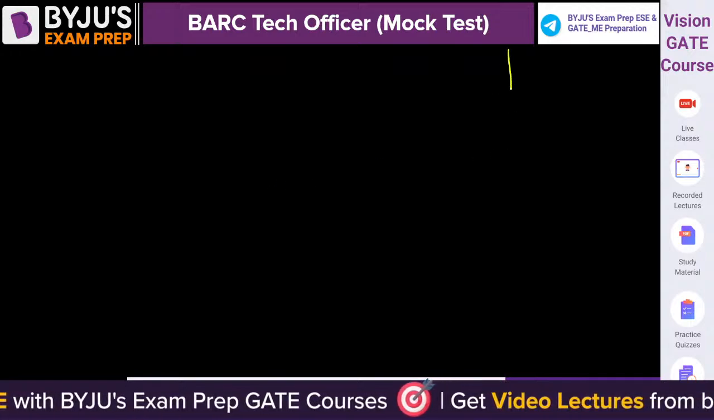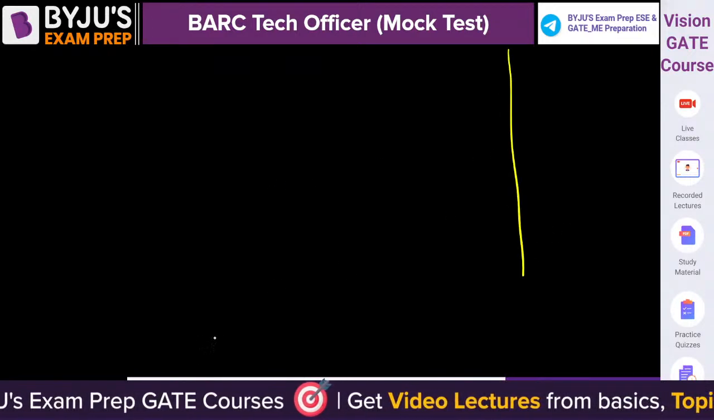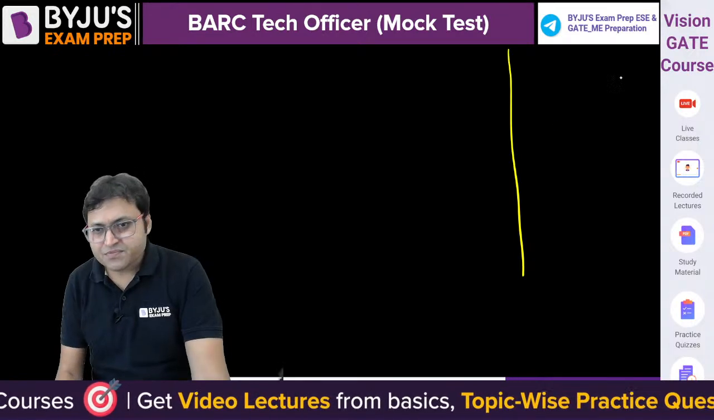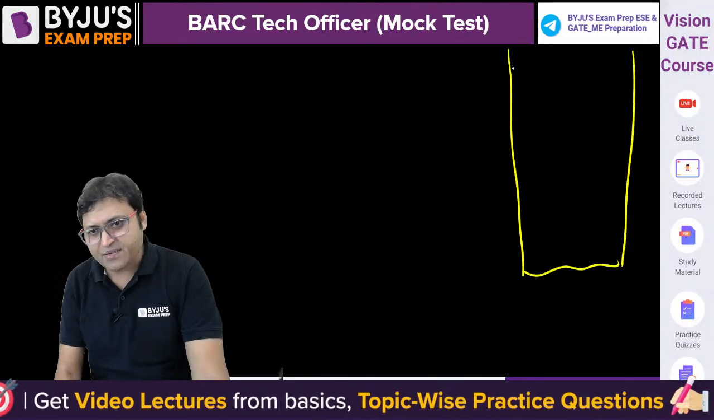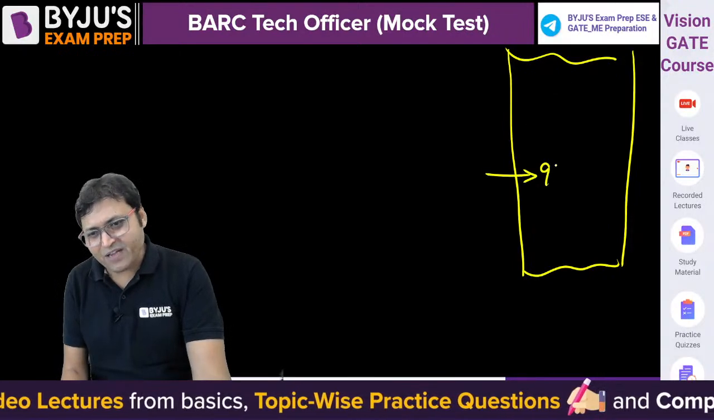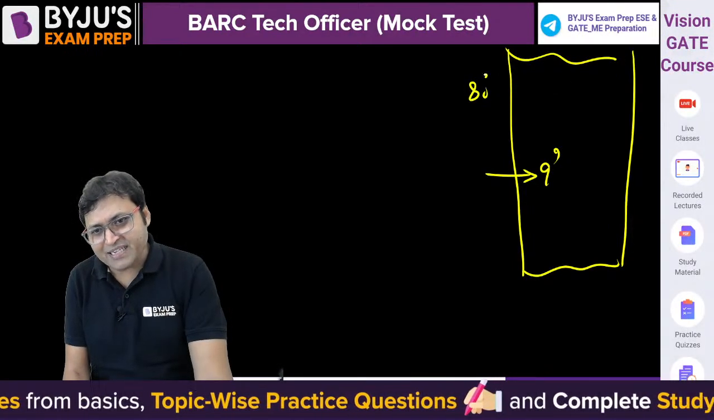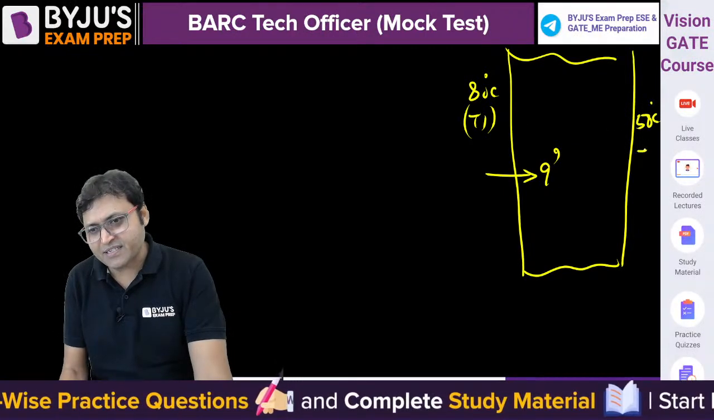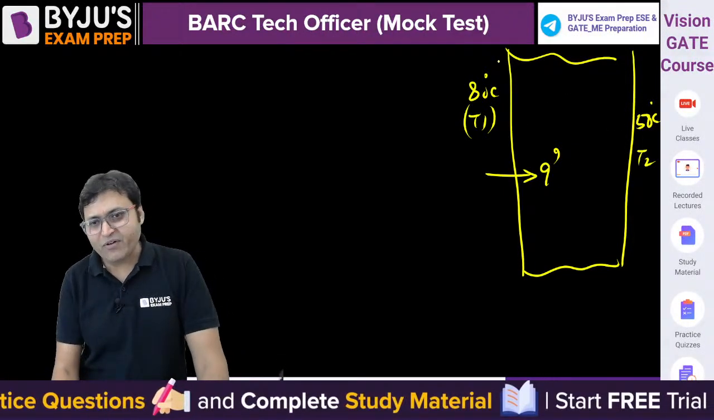Now, try to understand the concept. This is the slab, let us say. There is a heat flux Q dash. Here it is 80 degrees Celsius, that is T1. And here it is 50 degrees Celsius, that is T2. Now, this is our system.